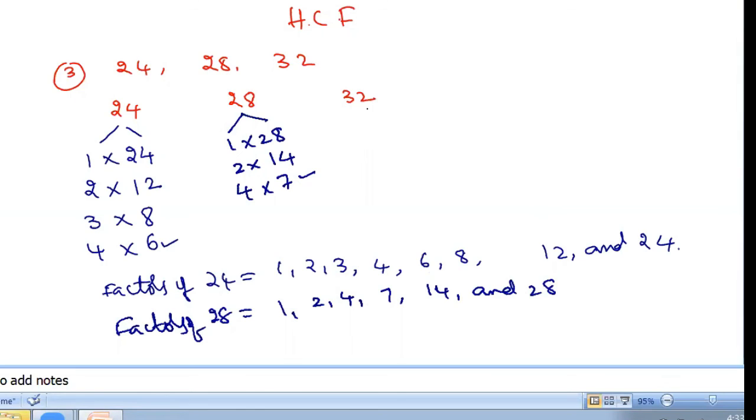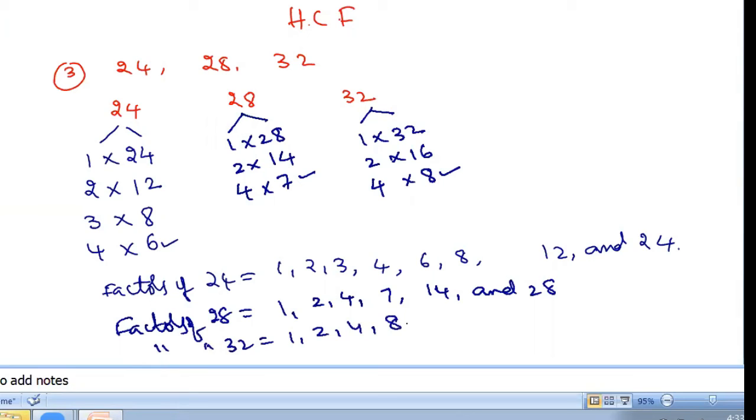Now next write the factors of 32. 1 times 32 is 32. Then you should take the 2 table, 2 times 16 is 32. 32 does not come in the 3 table, but the 4 table it will come, that is 4 times 8 is 32. Then the 5 table, 6 table and 7 table it won't come, so the 8 table it will come. So the factors of 32 are 1, 2, 4, 8, 16, and 32.